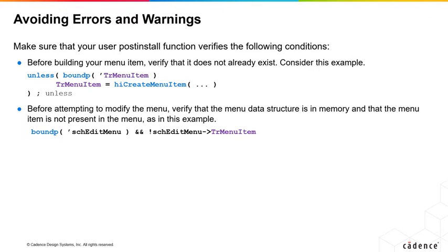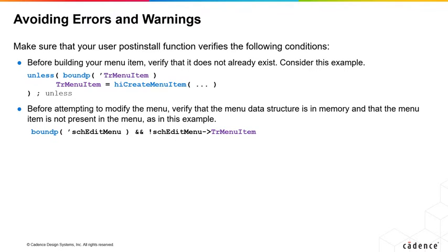Now one of the things we want to do is avoid any errors or warnings so the users don't see things popping up. So we just want to first of all check that we haven't already built the menu item in the environment. Verify that it's not already there. So we'll use this function here in the first bullet called bound p. And bound p just says, has this already been defined? So we say unless it's bound to something already, go ahead and create it with the hi create menu item. So we just add that little check around it to prevent a warning.